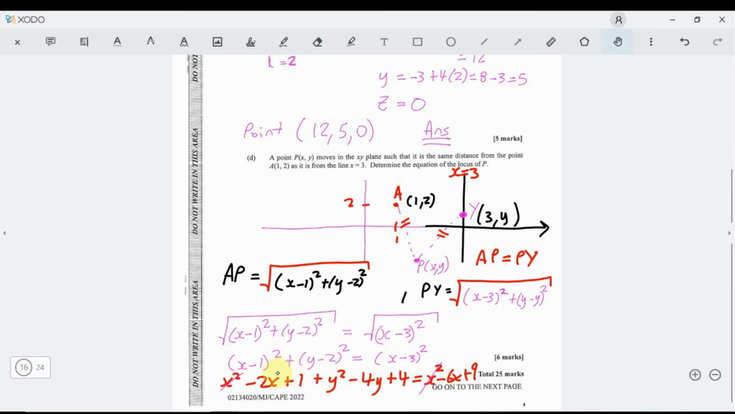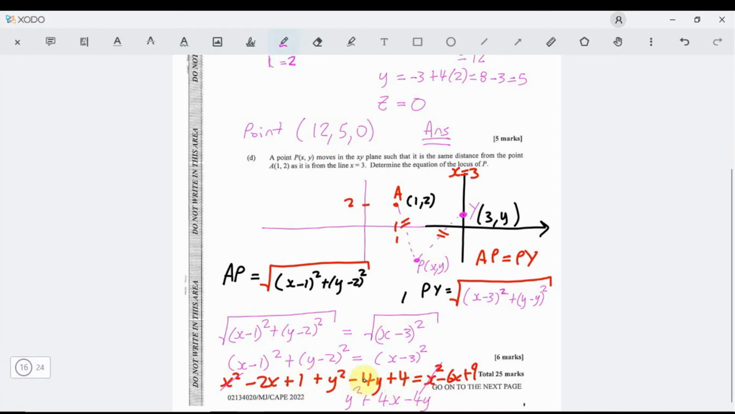Bring the minus 6x over here, it becomes positive 6x. So we have y squared. Bring the minus 6x to the left, it becomes positive 6x, and 6x minus 2x is 4x. So y squared plus 4x minus 4y.